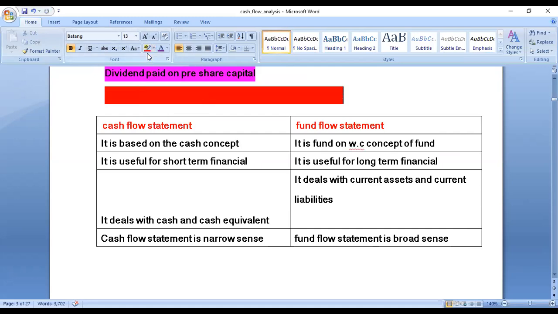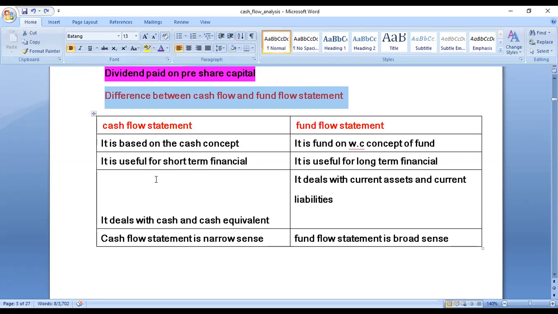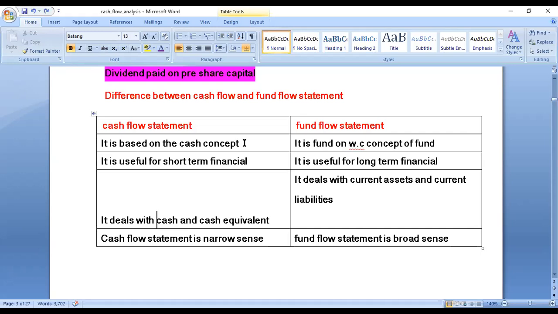So what are the differences between cash flow and fund flow? First one, cash flow statement and fund flow statement. Look, the cash flow statement is based on the cash concept. The fund flow statement is based on the working capital concept. My dear, here WC means working capital. Cash flow statement is based on cash balance, cash concept. Fund flow statement is based on working capital concept.